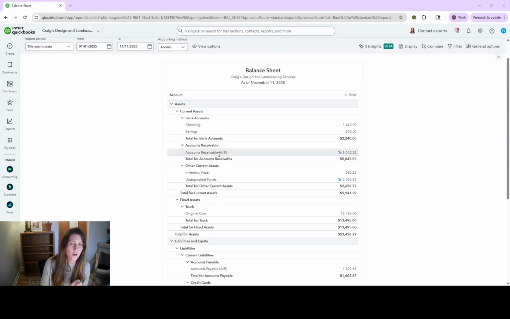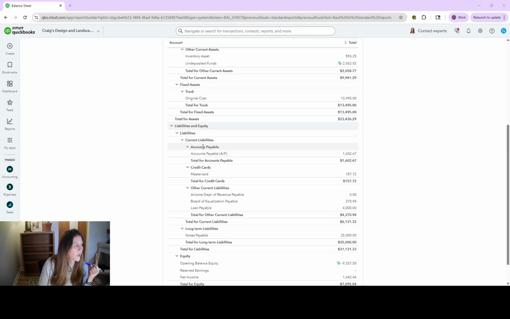Next, take a look at your accounts receivable. This should usually have a positive balance. What this number here means is that we have customers who owe us a total of $5,000. So we have $5,000 worth of invoices sitting out there. If this number is negative, you could have applied a customer payment without an invoice, or a customer overpaid on a bill, or possibly has a credit on their account.